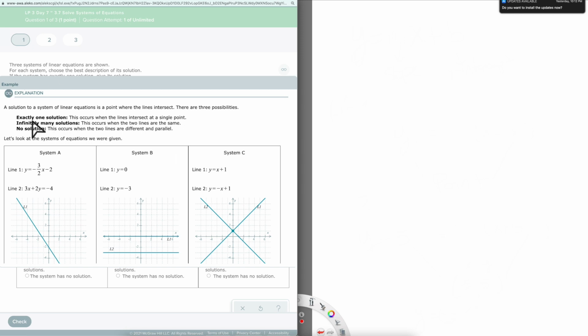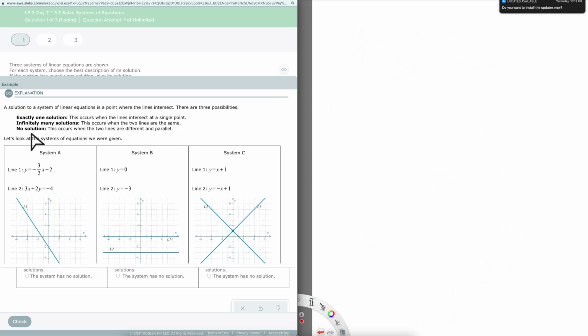Infinitely many solutions occurs when 2 lines are the same. So that means it's 1 line right on top of the other one. They're kind of lying right on top of each other. So any point on 1 line would also be a point on the other line if they're literally the same. They're lying right on top of each other. So we call that infinitely many solutions.